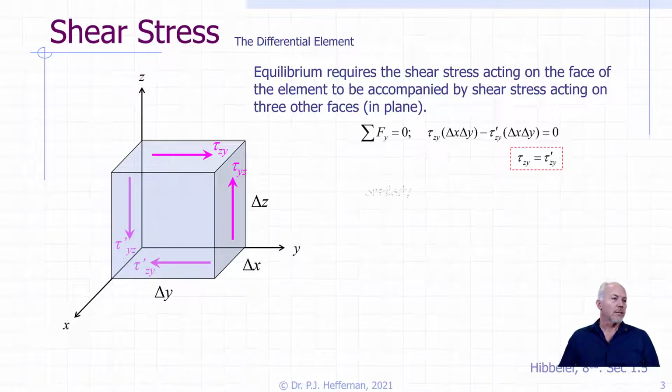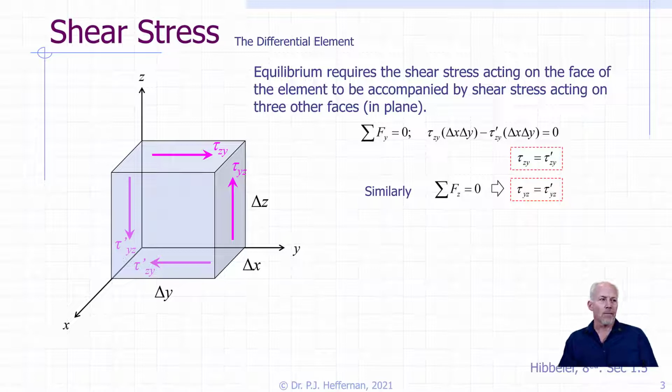If we do sum of the forces in the z direction equal to 0, we can see the same thing for our two vertical shear stresses, tau prime yz and tau yz.